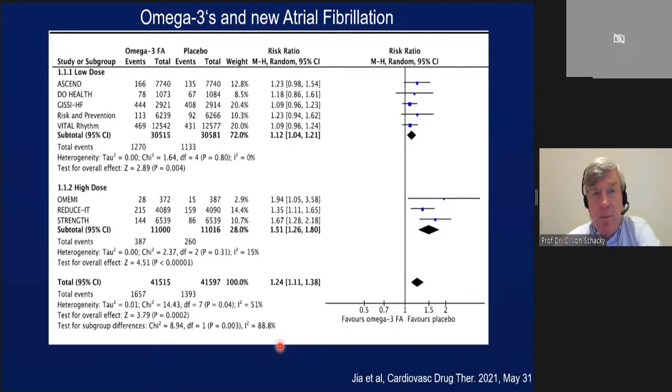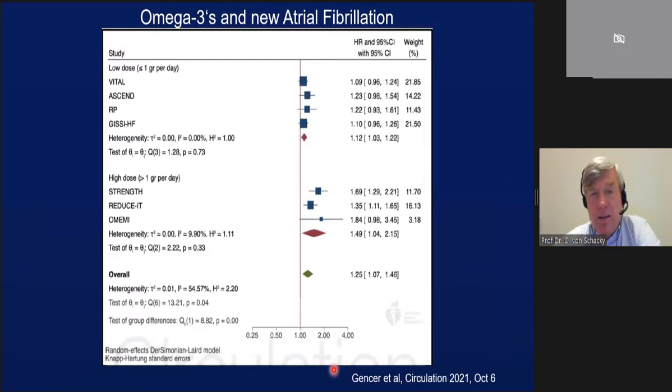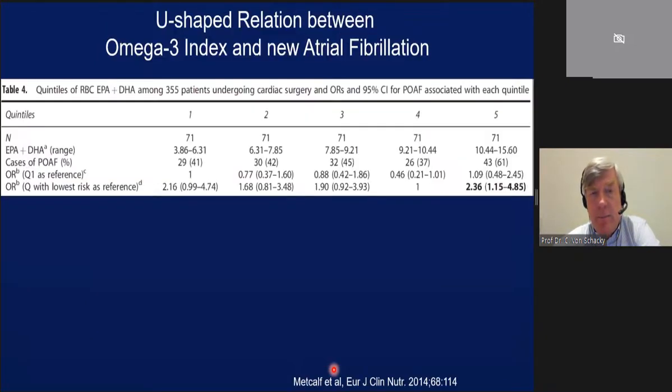The other thing that came up recently was the observation that atrial fibrillation tends to occur in these trials that I talked about, like the REDUCE-IT trial. And it tends to occur more frequently with a higher dose than with a lower dose. The important thing is that there was no increase in stroke, which is the complication of atrial fibrillation that we fear the most.